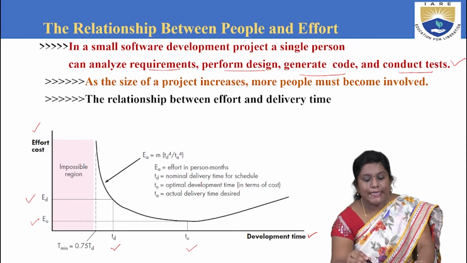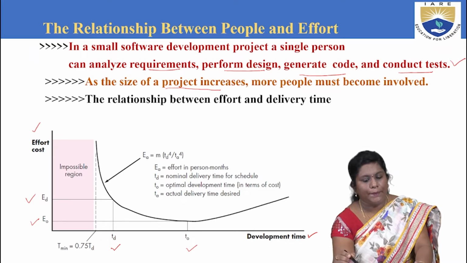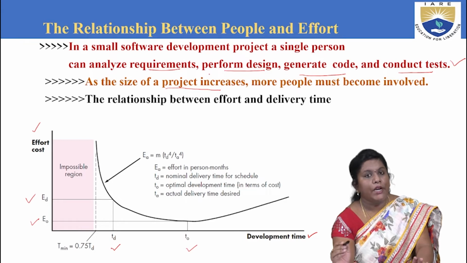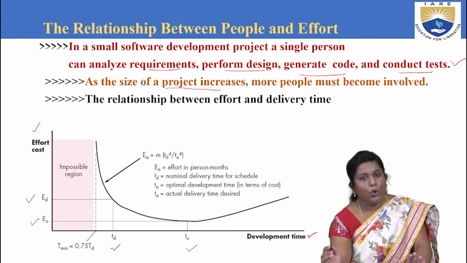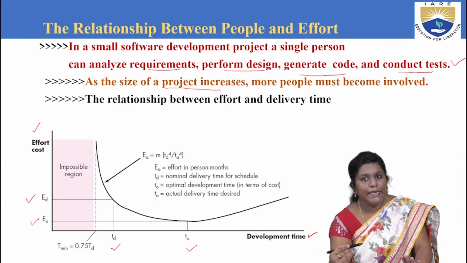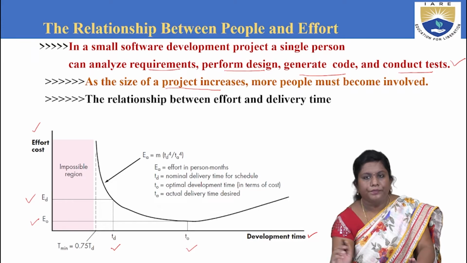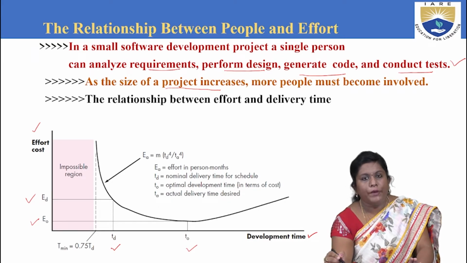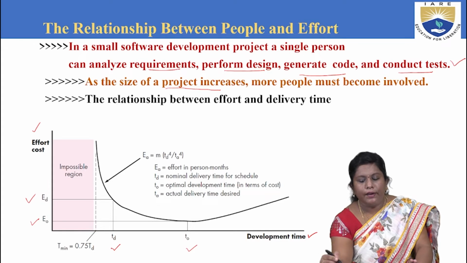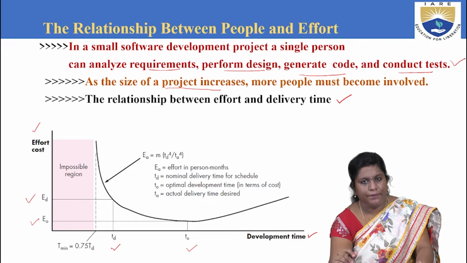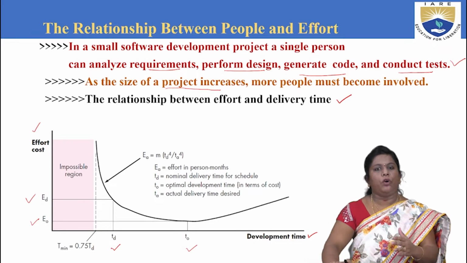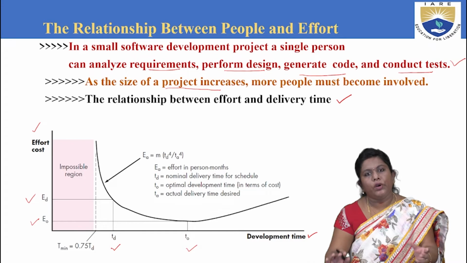The second point, as the size of the project increases. So initially we have spoken that for a small software development project, what happens? These are the things that have to be analyzed. That is requirements, the design, code, and the testing. But as the size of the project increases, more people must be involved, right? More people must be involved because the size of the project is increasing. Here comes, why do you have to know the relationship between the effort and the delivery time, right? So if the software would have been small, the focus of both these things would have been normal.